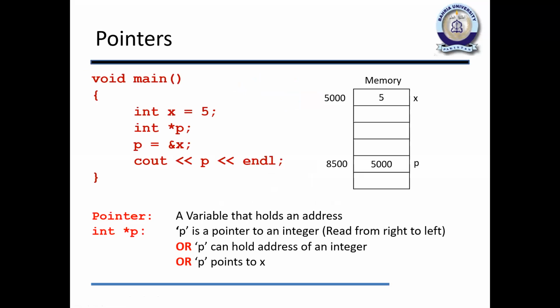And I told you that the simplest way to define a pointer, if someone asks you what is a pointer, is that it is simply a variable which can hold an address. This is the simplest possible way to define a pointer.